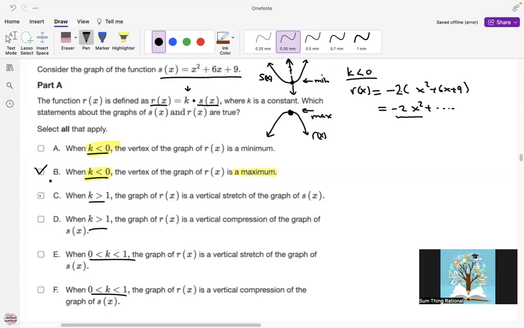So we got this already. Now, when k is bigger than 1, we have some interesting phrases here. Vertical stretch, you see, and vertical compression, again vertical stretch and vertical compression. What do they mean? So vertical stretch, let me explain on the side here, okay?